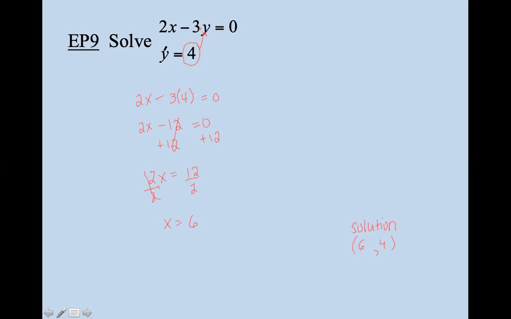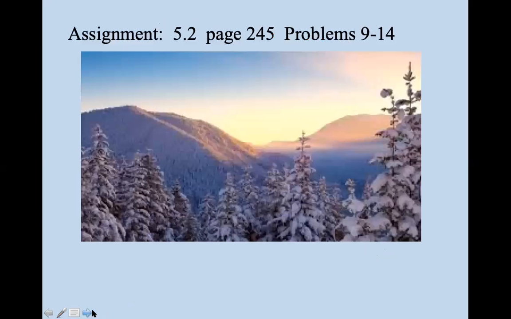All right, we already know it works here. 4 equals 4 when I replace the y. In the top one, let's double check, is 2 times 6 minus 3 times 4. Is that equal to 0? All right, I want to make sure I'm right. So let's see, 2 times 6 is 12. 12 minus 12 is in fact equal to 0. So our solution of 6, 4 is correct. All right, so that's the substitution method.